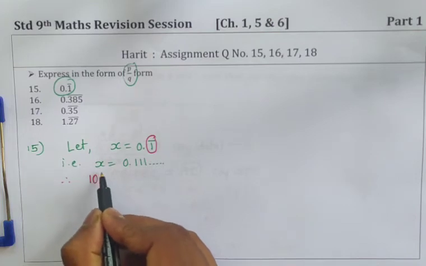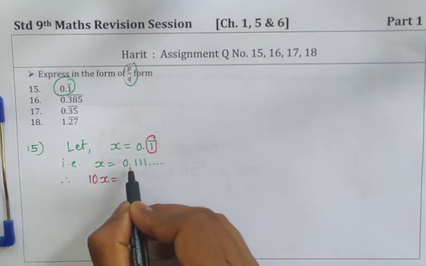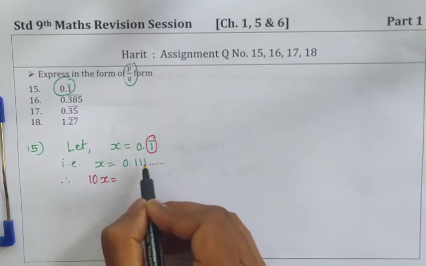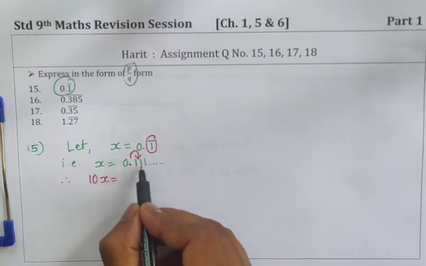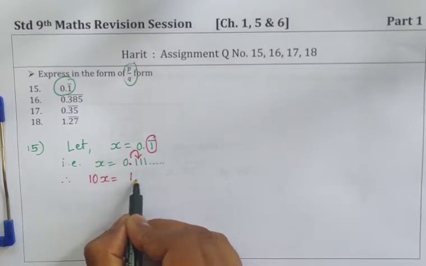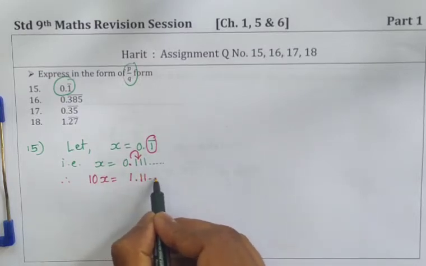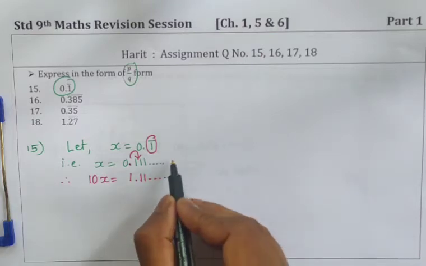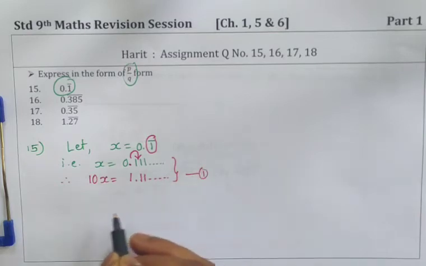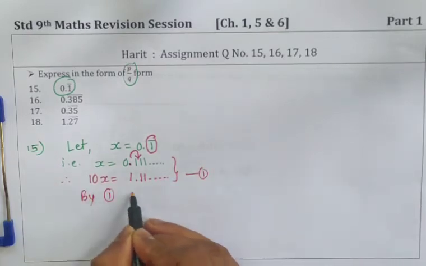So multiplying 10 with x gives us 10x, and multiplying 0.111 dot dot dot by 10, the decimal will shift one digit to the right. So it becomes 1.11 dot dot dot. Okay, now I'm going to call this result 1.